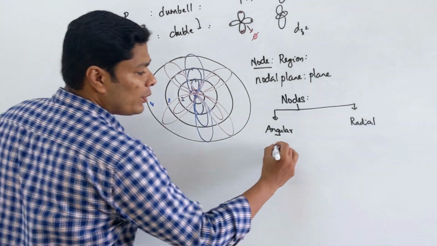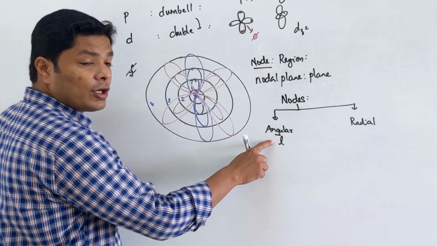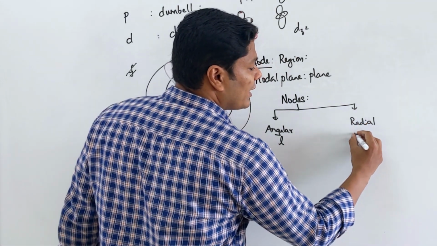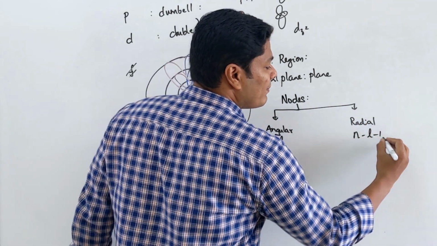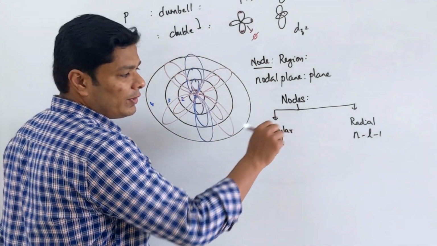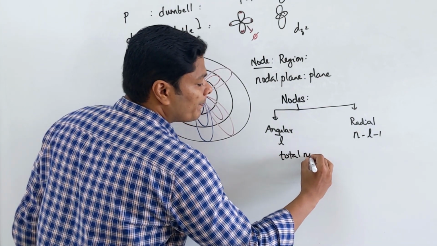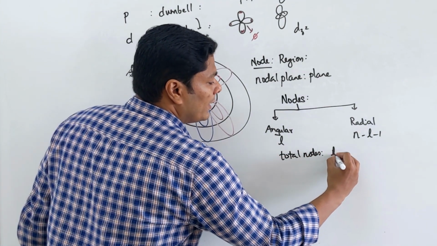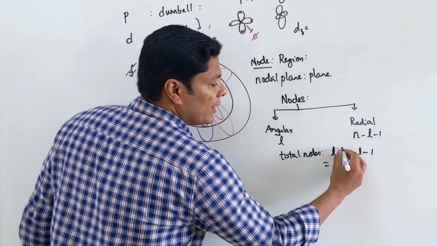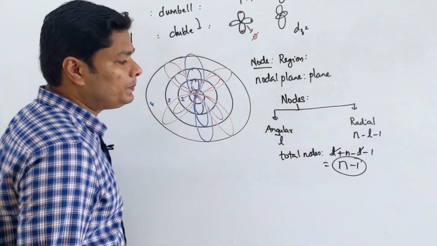It is given by the value of L. Okay, it tells you how many number of angular nodes are there. L value gives the number of angular nodes. Radial nodes are given by the value of n minus L minus 1. Okay, total number of radial nodes, we will solve problems based on this. But the formula is n minus L minus 1. So what is the total nodes? L plus n minus L minus 1 will give you, L goes away, n minus 1 is the total number of nodes that you want to know.